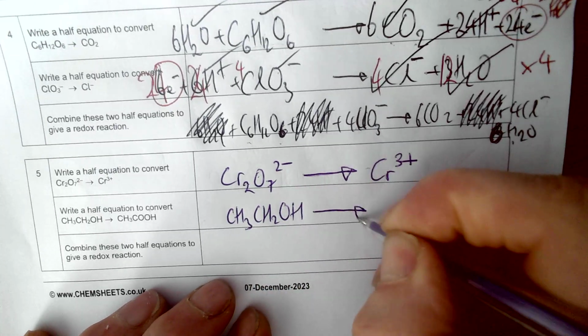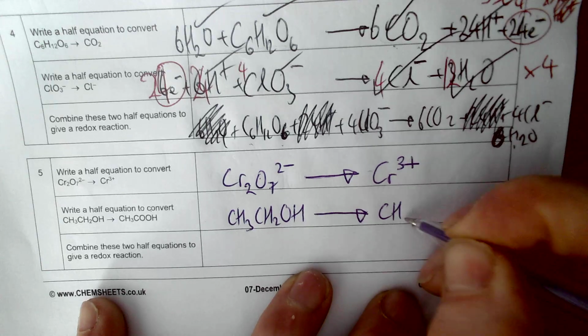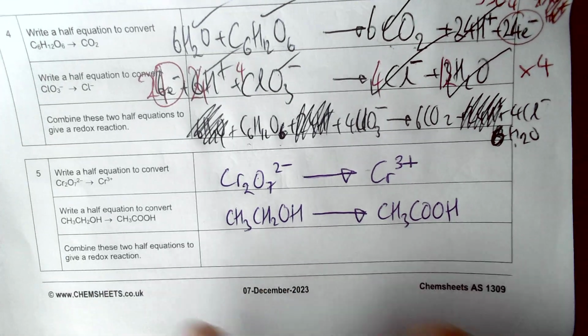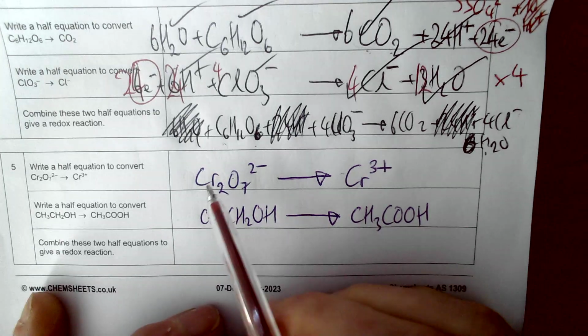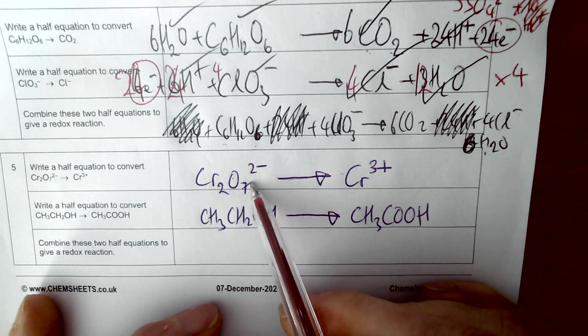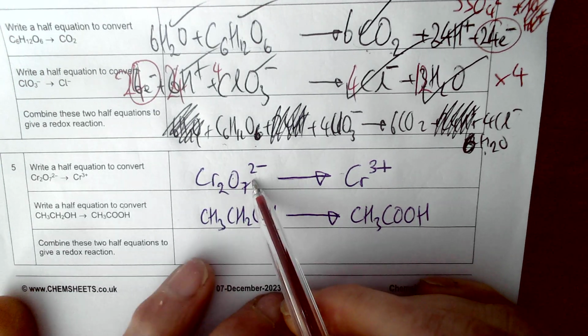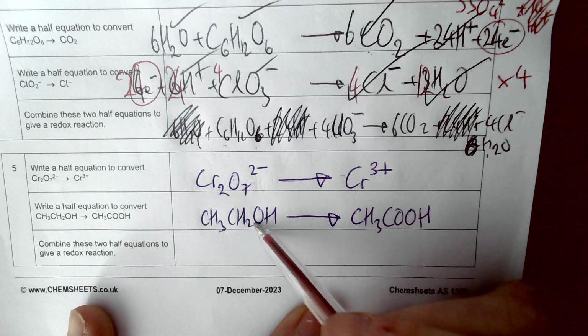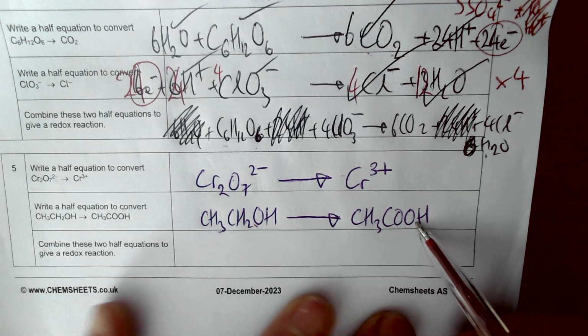CH3CH2OH. Oh, this really links into Dr. Patel's side of the course. I hope some of you are nodding along with that because you're doing oxidation of alcohols. Here is dichromate. Dichromate is a very good oxidizing agent, but I'll tell you why in a sec. This is an alcohol being oxidized to a carboxylic acid.